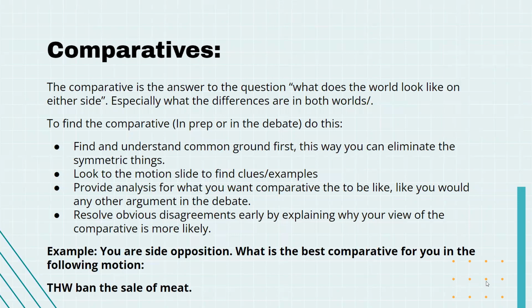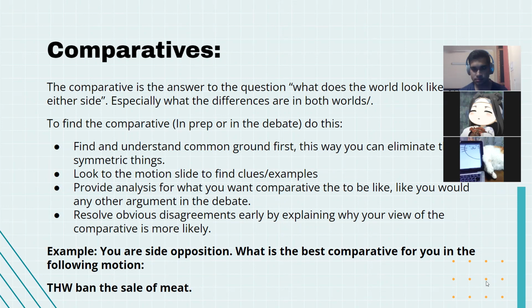Anyone can unmute. We'd probably push for a world where you still have meat. Yep, that is correct, but not very strategic. So what does your world look like? Because sure, your world has meat, but that's also the status quo. And Gov is going to talk about how in the status quo animals are treated really poorly and factory farming is inhumane. In that case, what do you strategically think your comparative should be at side opposition?